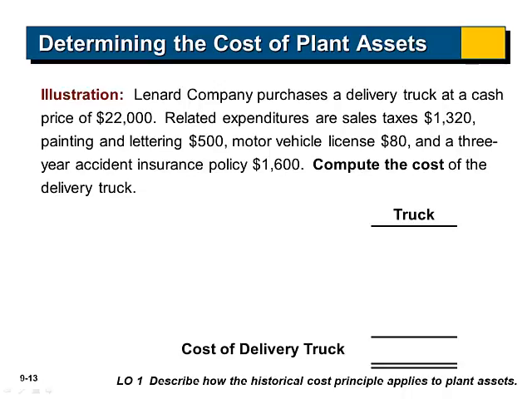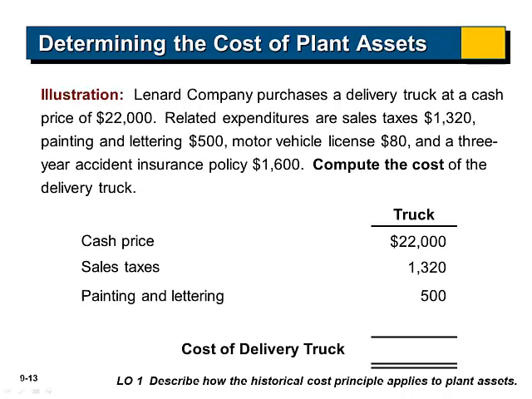So if we talk about the cash price of the truck, well, the $22,000 would definitely be included in the cost of the delivery truck. The next, sales taxes of $1,320, we would include that in the cost of the plant asset because you need to pay taxes in order to get that truck so that you can start using it. The painting and the lettering: if you are in the delivery business and you're delivering goods to your customers, you need to paint the name of your business on the side of the truck. You need to do that to get it ready for its intended use so people can see what you're doing. So that would also be included.